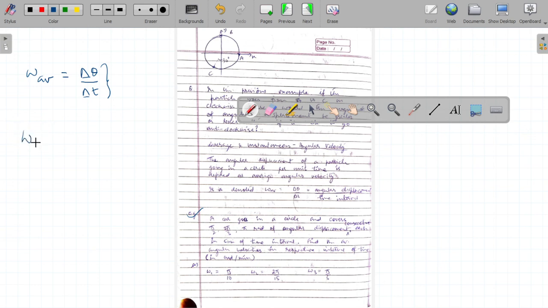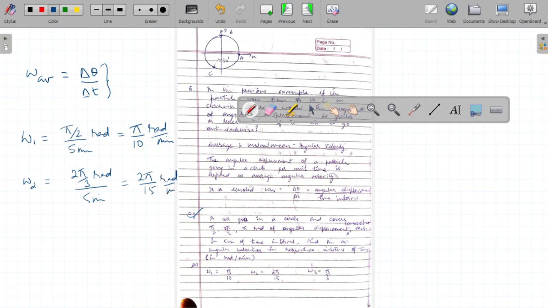So let's say the angular velocity in case number 1 is angular displacement pi by 2 divided by the time taken in that displacement, that is 5 minutes. That would be pi by 10 radians per minute. In the second time interval, the angular displacement is given as 2 pi by 3 radians. The time taken is 5 minutes, so that would be 2 pi by 15 radians per minute. Angular velocity in the third time interval is pi by 5 radians per minute.